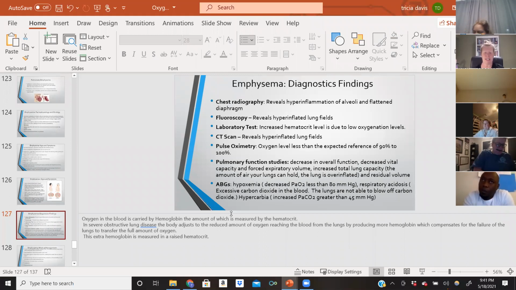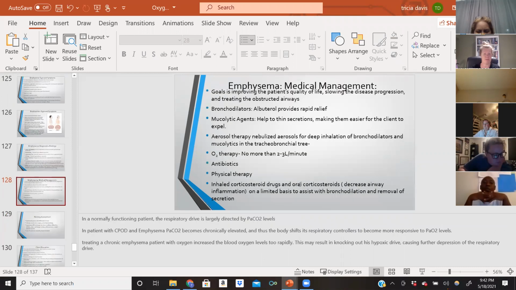Our ABGs are going to show hypoxemia. So we're going to have that decreased PaO2. We're going to have respiratory acidosis. This is a respiratory issue. We're going to have excessive carbon dioxide in the blood. The lungs are not able to blow off carbon dioxide. And we're also going to see hypercarbia, which is increased carbon dioxide in our blood.